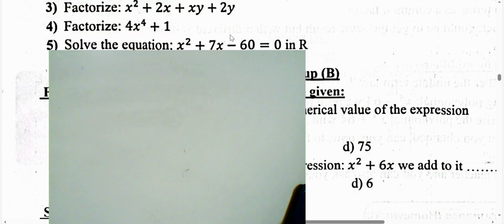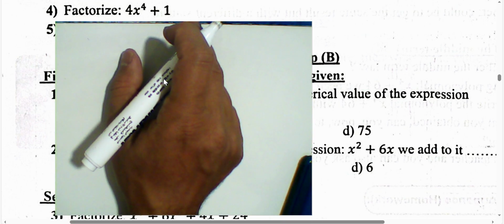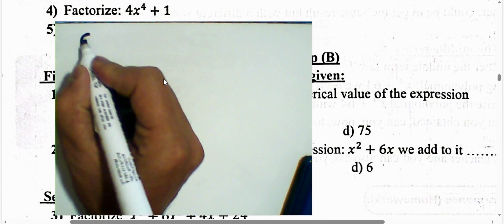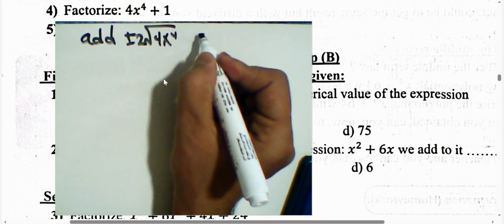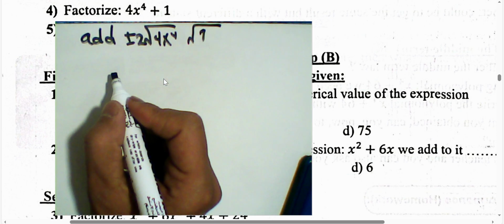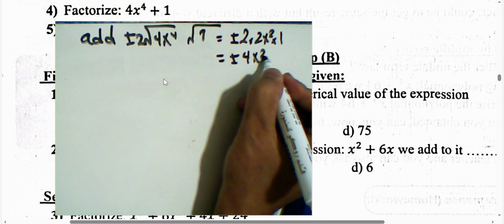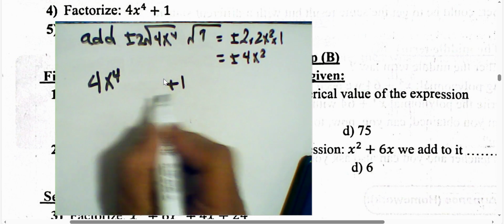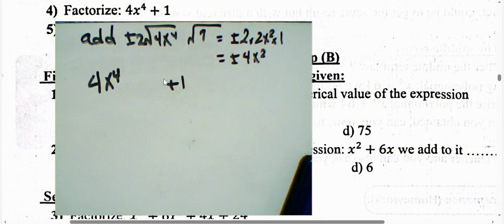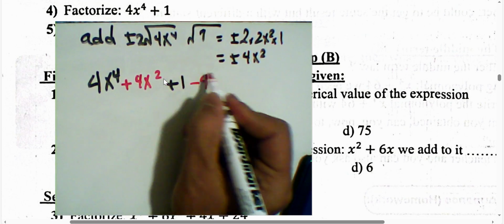Number 4, factorize this expression. We must convert this expression to a perfect square. We can add positive or negative 2 times the square root of the first times the square root of the third. Then the answer will be positive or negative 2 times 2x² times 1. Then the answer will be positive or negative 4x². So you can write here 4x⁴ + 1. This expression he gave me in the example. You can add and subtract this term, right? 4x² and here negative 4x².